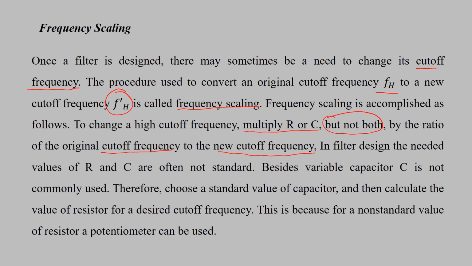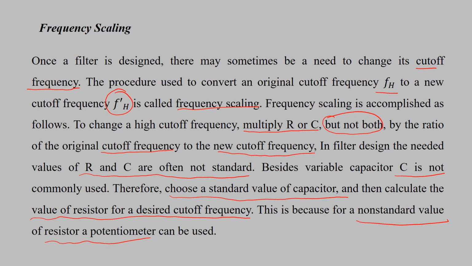So in filter design, R and C are often non-standard values. Besides, a variable capacitor C is not commonly used, as already discussed. Therefore, we choose a standard value of capacitance and then calculate the value of resistance for a desired cutoff. This is because for the non-standard value of resistors, a potentiometer can be used, and moreover a variable resistor is much less costly as compared to a variable capacitor.